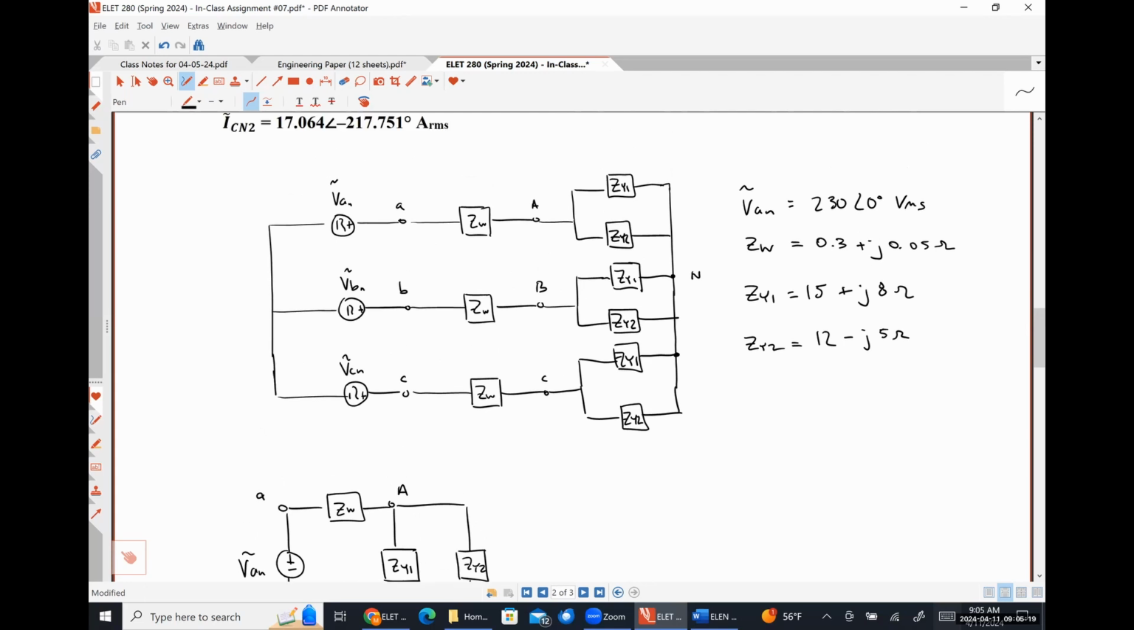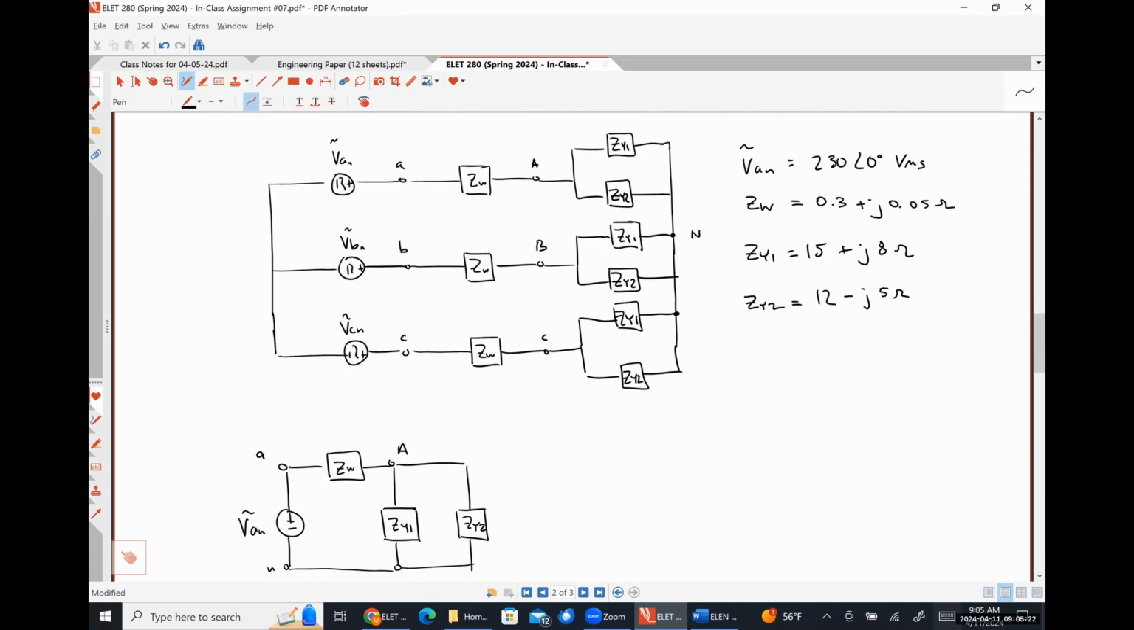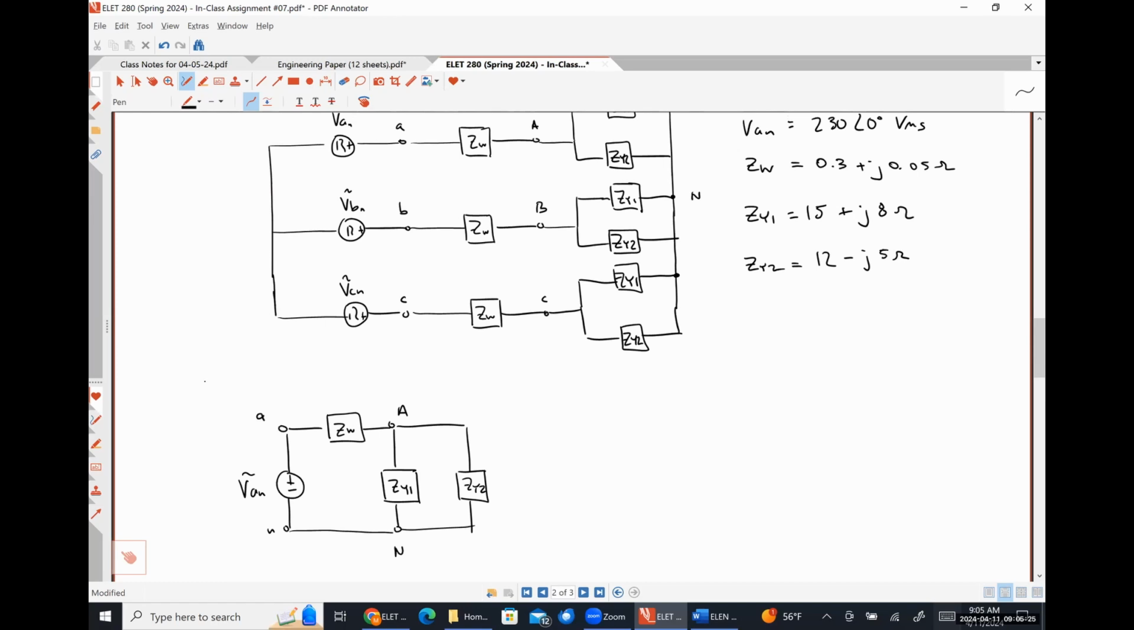We were asked to find the phase currents in each of the parallel loads. So that means that we're looking for this current, which I'm going to call IAN1 flowing through ZY1, and this current IAN2 flowing through ZY2. So if I wanted to find both of those currents, how could I do it? I can think of like three different ways off the top of my head, some of them easier than others.